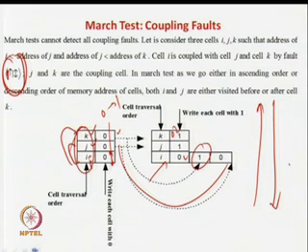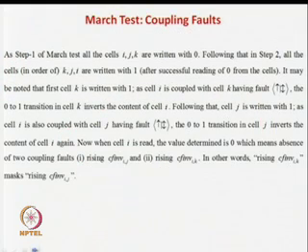So, that one is one of the very big problems of MATS test, that we could not handle coupling faults in this, because we are traversing in this order. But if we could somehow bypass this sequential traversal manner, then something can be done. So, that we will see later. So, as of now the conclusion is that MATS test cannot handle coupling faults.